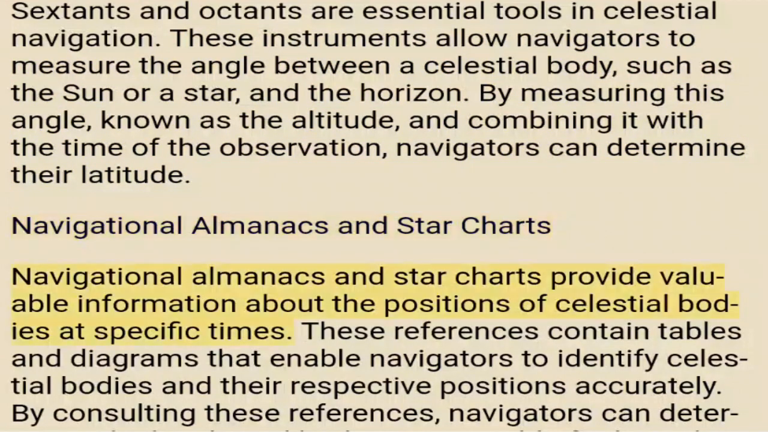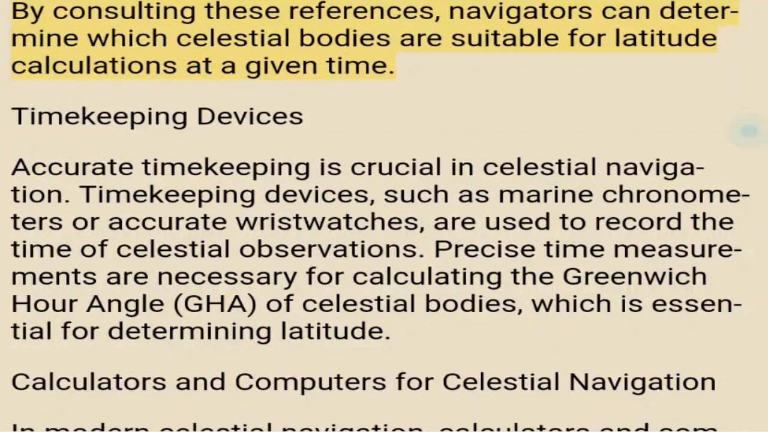Navigational almanacs and star charts. Navigational almanacs and star charts provide valuable information about the positions of celestial bodies at specific times. These references contain tables and diagrams that enable navigators to identify celestial bodies and their respective positions accurately. By consulting these references, navigators can determine which celestial bodies are suitable for latitude calculations at a given time.